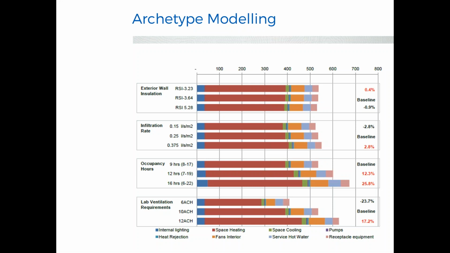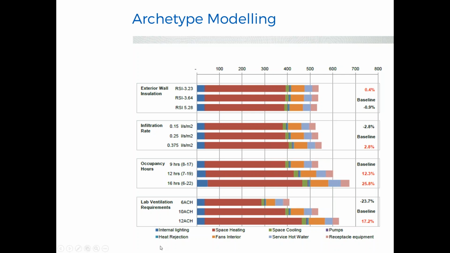So to start, this is some archetype energy modeling that our energy modeling team here at RWDI conducted for an education institution. They took a number of typical building types, so you can think academic office, heritage building, and laboratory research building, to understand how different energy conservation measures, or ECMs, have an impact on the overall performance.